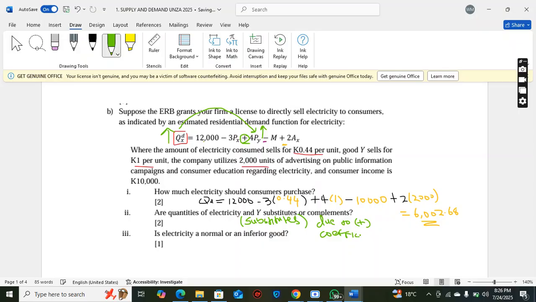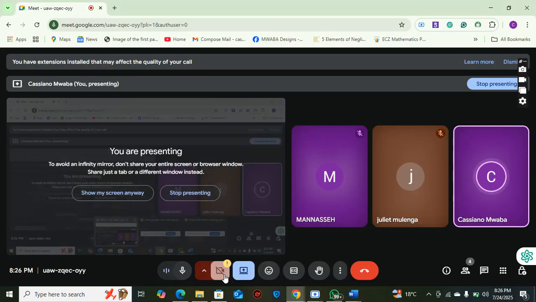If there were complementary goods, we would have seen a negative sign there. Because, for example, as I said, if we look at complementary goods, let's say phones and screen protectors. In this example, we're going to assume there's only one type of phone being sold and one type of screen protector being sold. All right. So if the price of phones goes up, what do you think will happen to the quantity demanded of screen protectors?